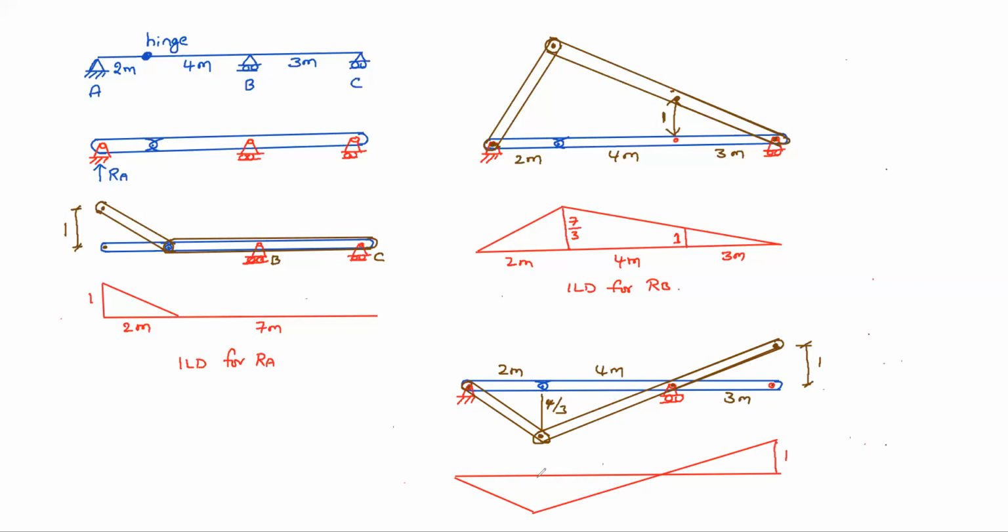This is 1 unit. This is 4 by 3, 2 meters, 4 meters, 3 meters, positive, negative, negative. This is ILD for RC.